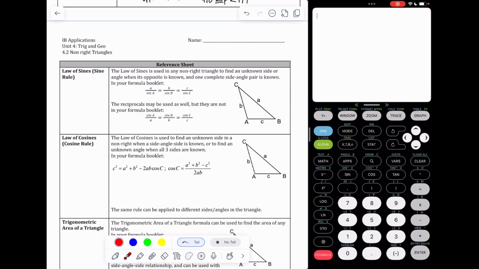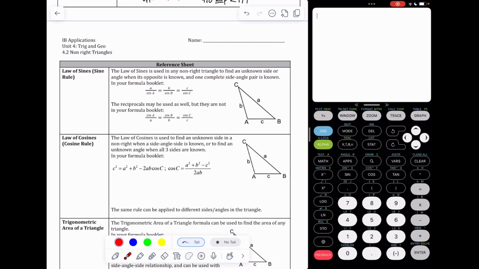So the first one we're going to go over is the law of sines, or the sine rule, and it's used in any non-right triangle to find an unknown side or angle, either one. And the information that we need in order to use this is one complete side angle pair.